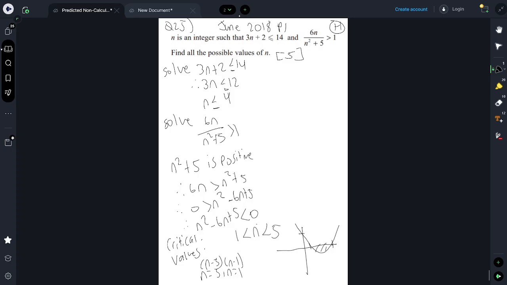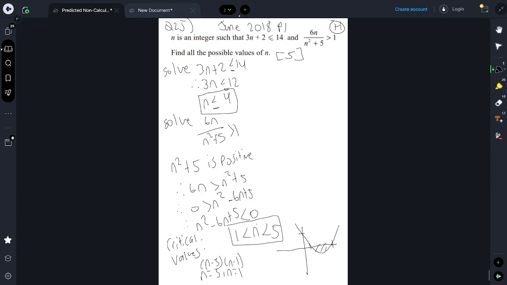So it has to be strictly below these points here. So it's going to be strictly between 1 and 5. This sketching helps us see the region we're interested in. So that is our solution here. So n is 4 and this. These are the two solutions to these inequalities.